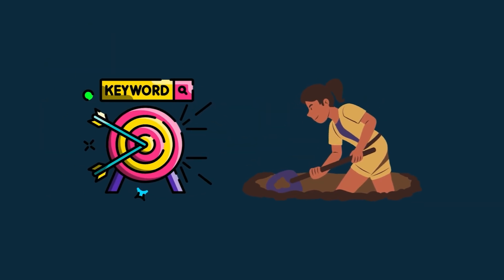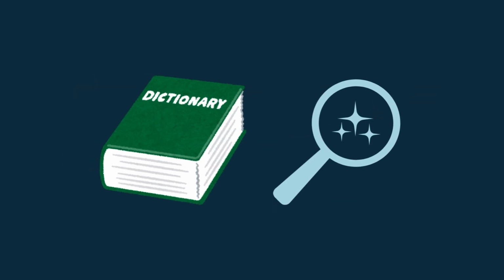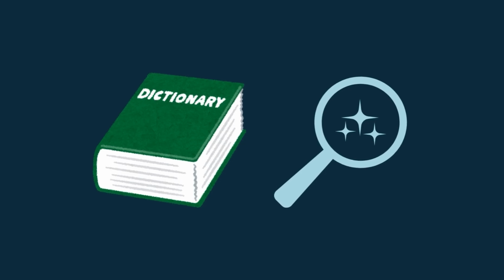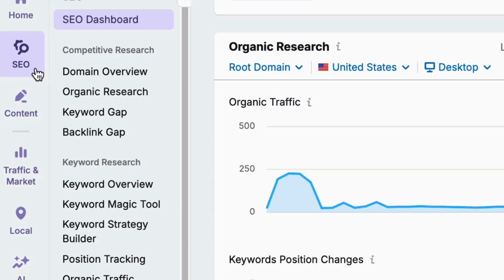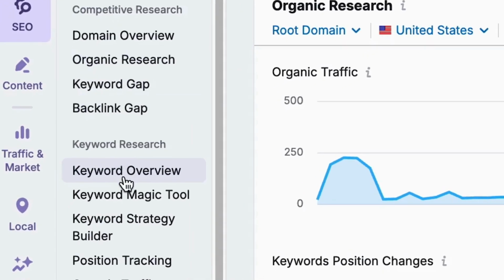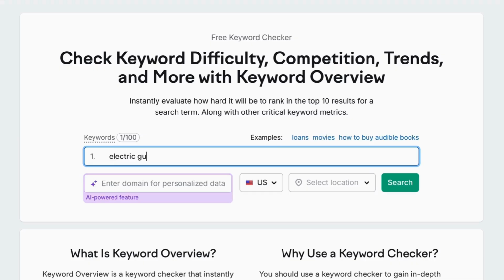Okay, let's dig into the keyword research process. Let's say I've built a new online store that sells electric guitars. I need to find some words to use in my product names and descriptions that will help people find them. To do this, I go into Semrush and click SEO Keyword Overview. Next, I enter electric guitars into the box provided.